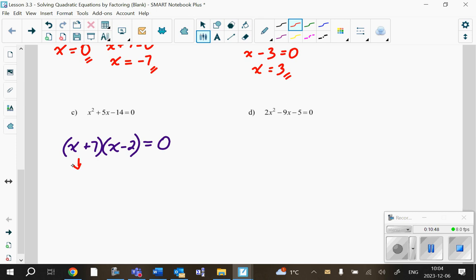Well, you could probably do this in your head. -7. It's always the opposite sign. But here's how we do it: we just say, okay, what value of X will make X plus 7 equals 0? X equals -7. That's one solution. What value will make X minus 2 equal 0? What's that one? 2.